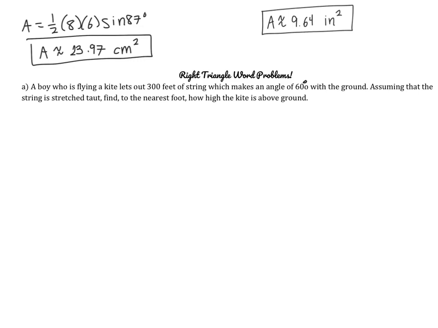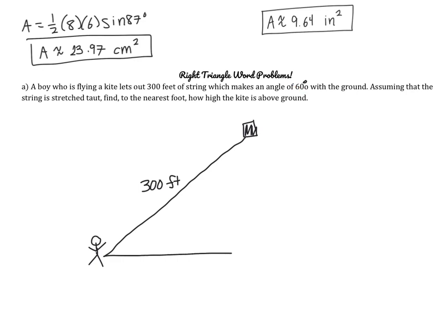So let's draw a picture. Let's say here's the boy, and he has a kite that he lets out, and the string is 300 feet. That's how much he lets out. So here's our kite. Okay. It says that the string makes a 60-degree angle with the ground. So that means that this angle, which is actually called the angle of elevation, is 60 degrees.